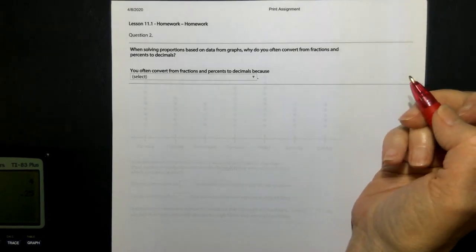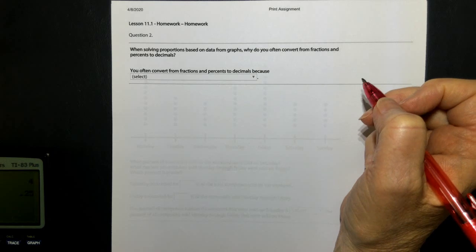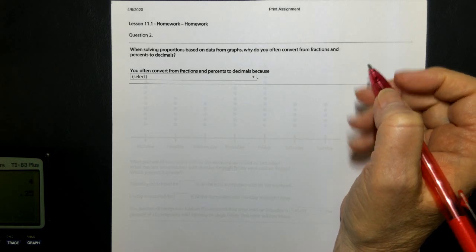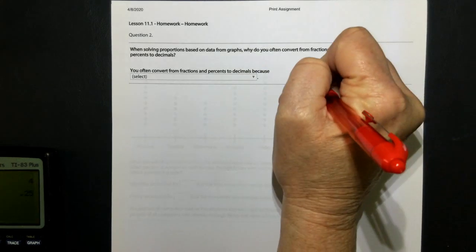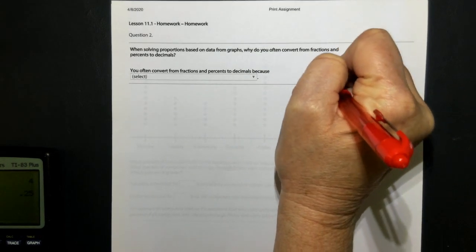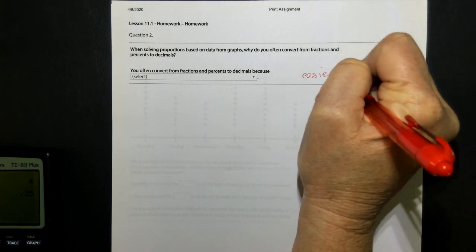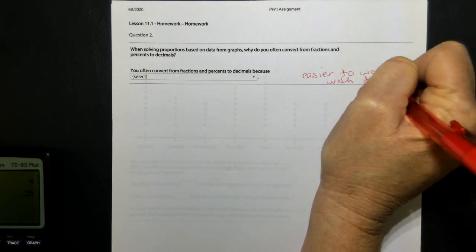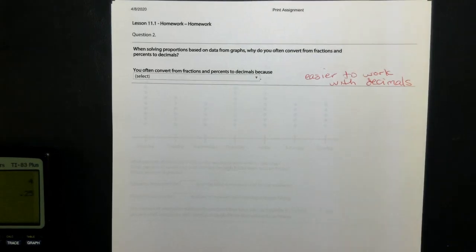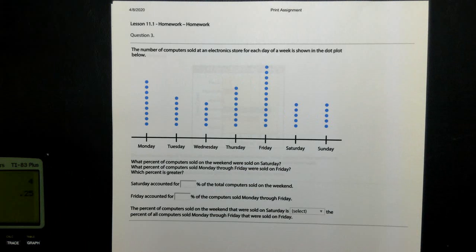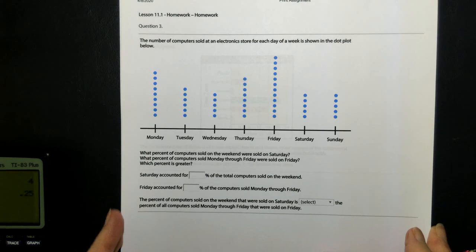When solving proportions based on data from graphs, why do you often convert from fractions and percents to decimals? And I'm not sure here what it's going to ask for, but most likely it is easier to work with decimals. In many, many cases, as soon as things get large, decimals are easier to work with. I don't know if that's going to be one of the solutions. Hopefully it is. All right, now we're looking at number 3.